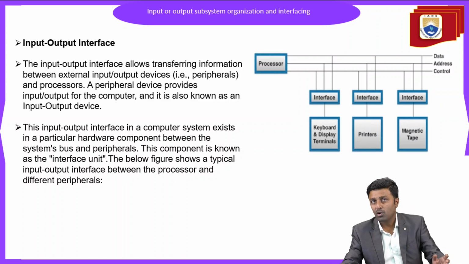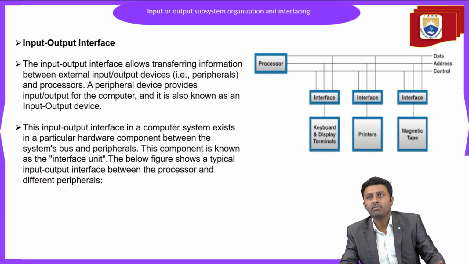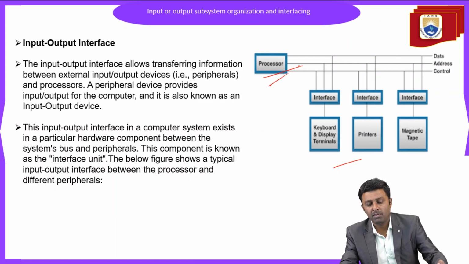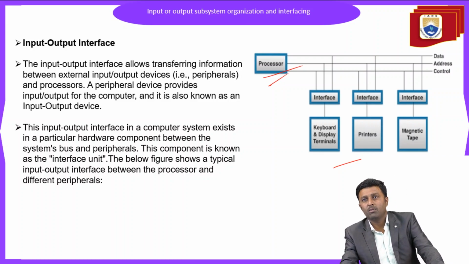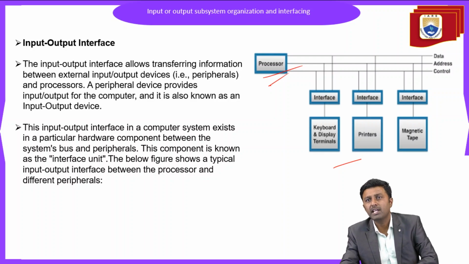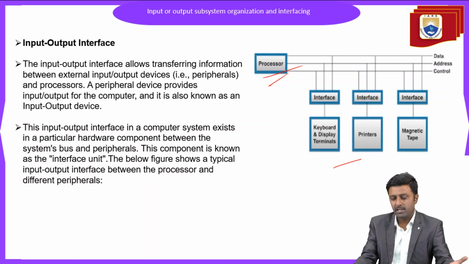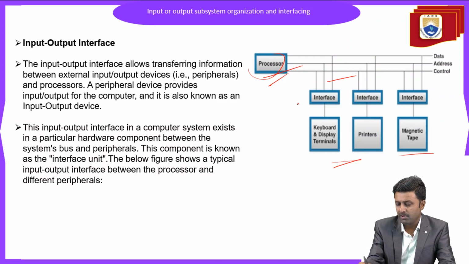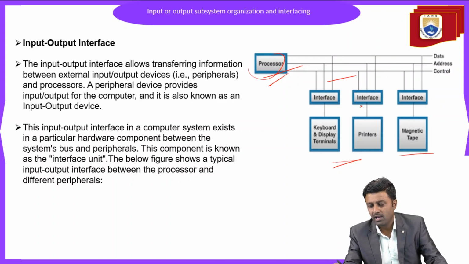Here the input output interface allows the exchange of information between the external inputs and the processor, with the help of the input output interface, that is the IOI. The input output interface in a computer exists as a particular hardware component between the bus and the peripherals. As you can see here, this is a processor, and these are the devices. In between, we will have this interface.